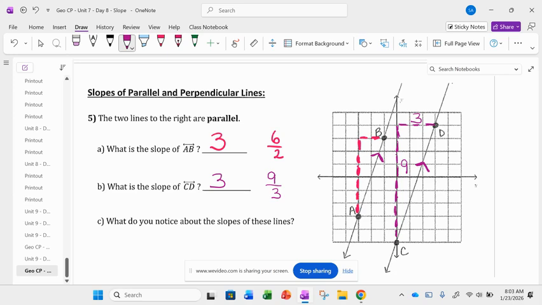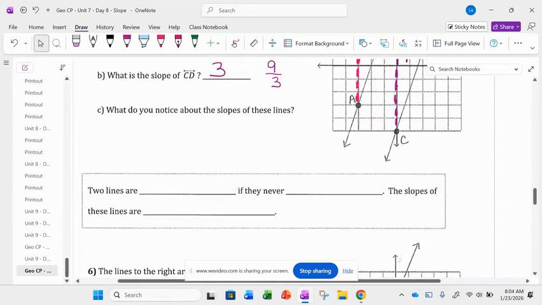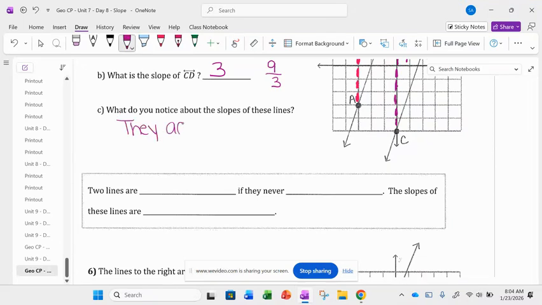Do they have the same slope? Yes. Do you think that's a coincidence? No, this is not a coincidence. Parallel lines will always have the same slope. What do you notice about the slopes of these lines? They are the same. Two lines are parallel if they never intersect. The slopes of these lines are the same. Always. Parallel lines will always have the same slope.